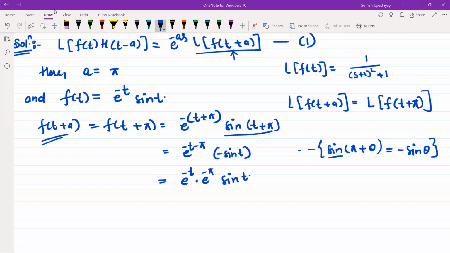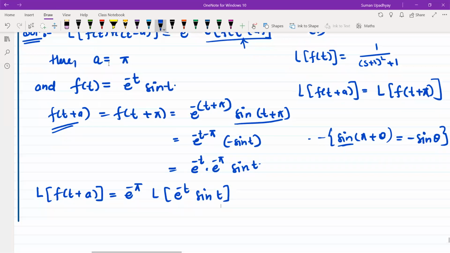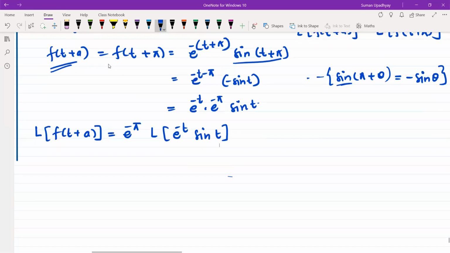Now I will calculate the Laplace of it. So Laplace of f of t plus a. E raised to minus pi is a constant, so we will keep it outside, and we will find Laplace of e raised to minus t sin t. And I think we already found Laplace of e raised to minus t sin t. How do we calculate this? By first shifting property.